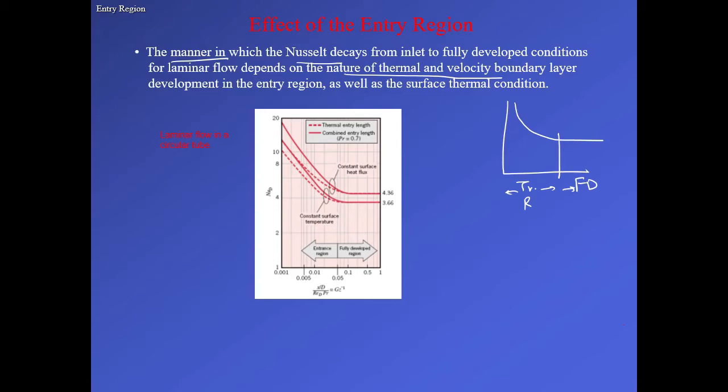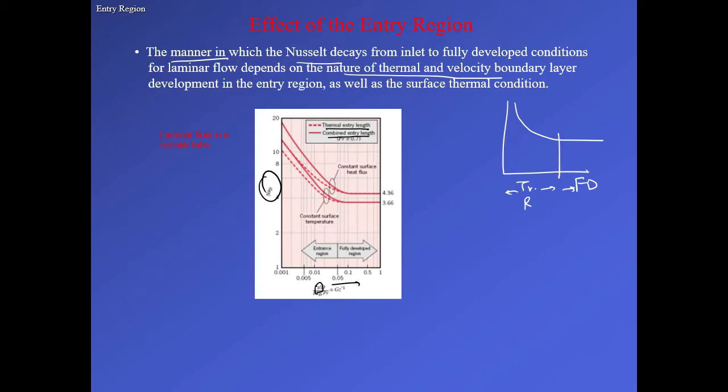You can see this figure where the Nusselt number variation is given as a function of x. We have a solid and a dashed line. The dashed line is the thermal entry length. This is a situation where we assume that the velocity was fully developed, and it is the temperature that starts developing.